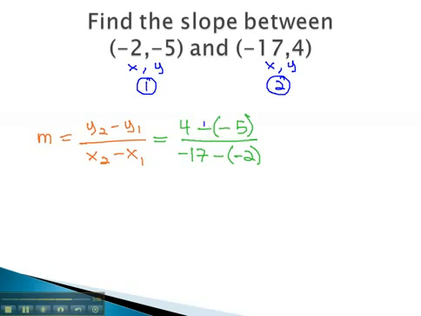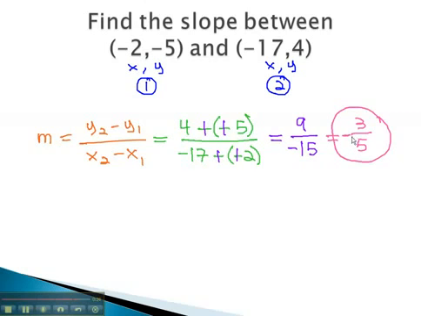By subtracting, or subtracting a negative becoming adding a positive, we can find our slope. 4 plus 5 is 9, over -17 plus 2 is -15. Reducing this fraction by dividing by 3 gives us 3/5, not forgetting the negative. The slope between these points is -3/5. This means for every 3 units the graph goes down, it will also run a horizontal distance of 5. Notice, because the slope is negative, we know this line is going downhill from left to right.